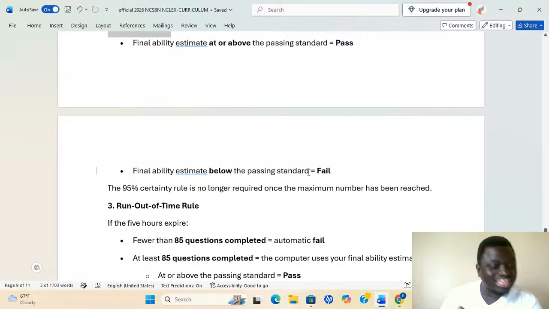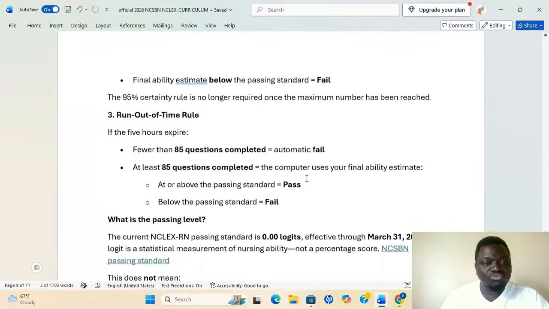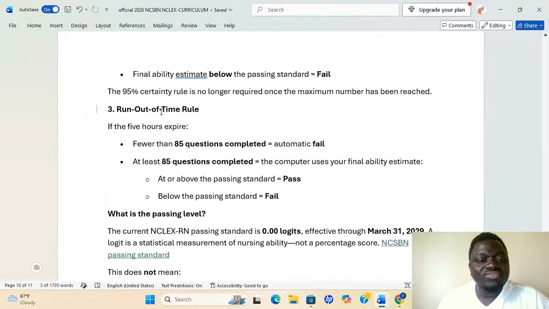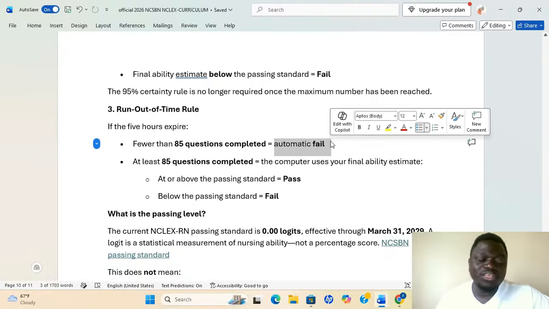So that is that. And the third rule I want to explain to you before we go is what we call the run out of time rule. Now they are more liberal. If the 5 hours expired and you did not answer 85 questions, your time ran out, it is an automatic failure.